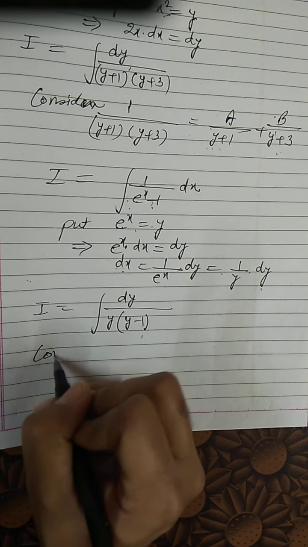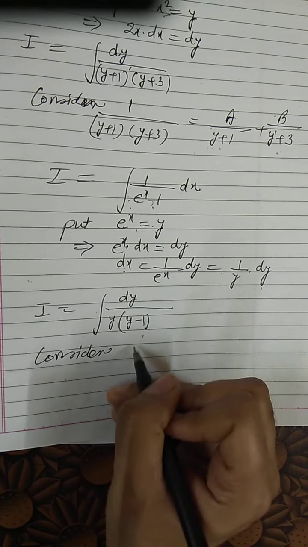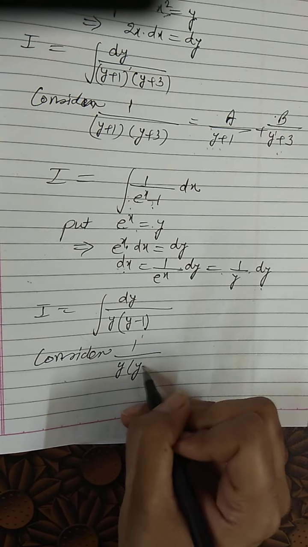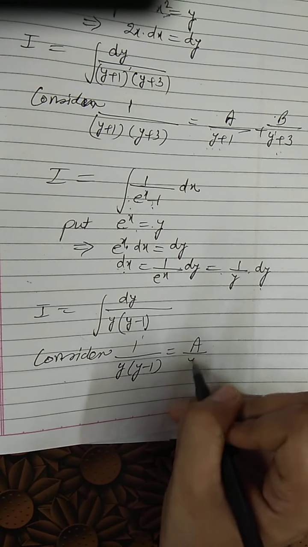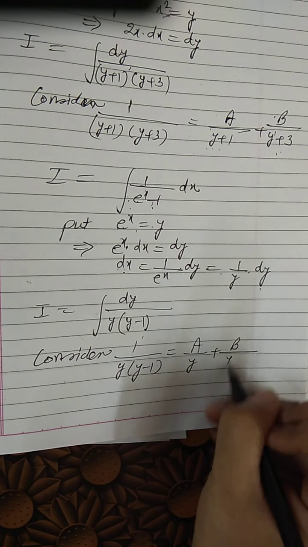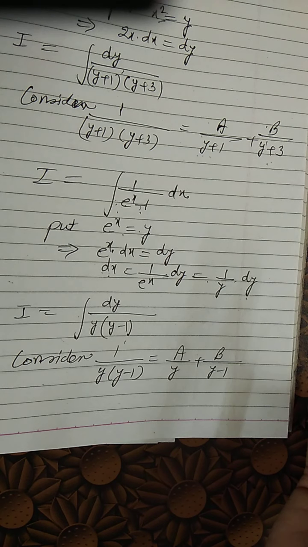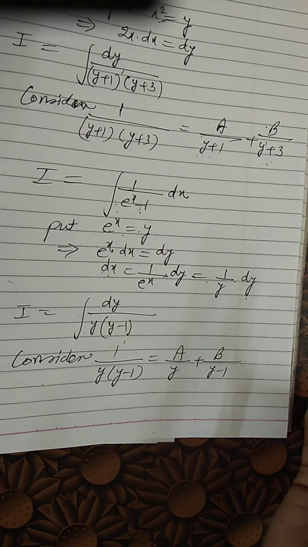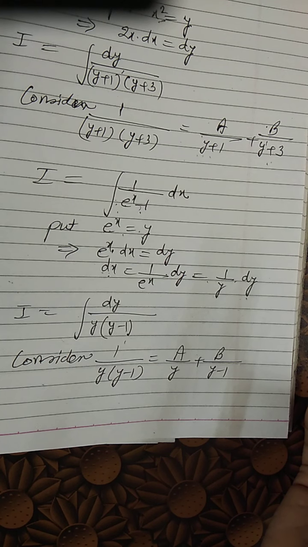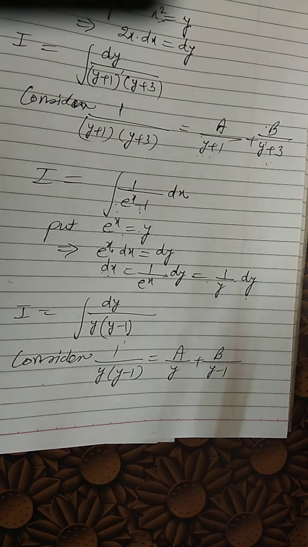Once again, what you will do, you will consider 1 upon y into (y minus 1) as a upon y plus b upon y minus 1. Solve it, get the values of a and b. After integration, in terms of y, definitely again it will be log y, log of y minus 1, plus or minus sign according to the values of a and b will come, and after integration you will put back the value of y, that is e raised to power x. Okay, so this is your sum number 21.